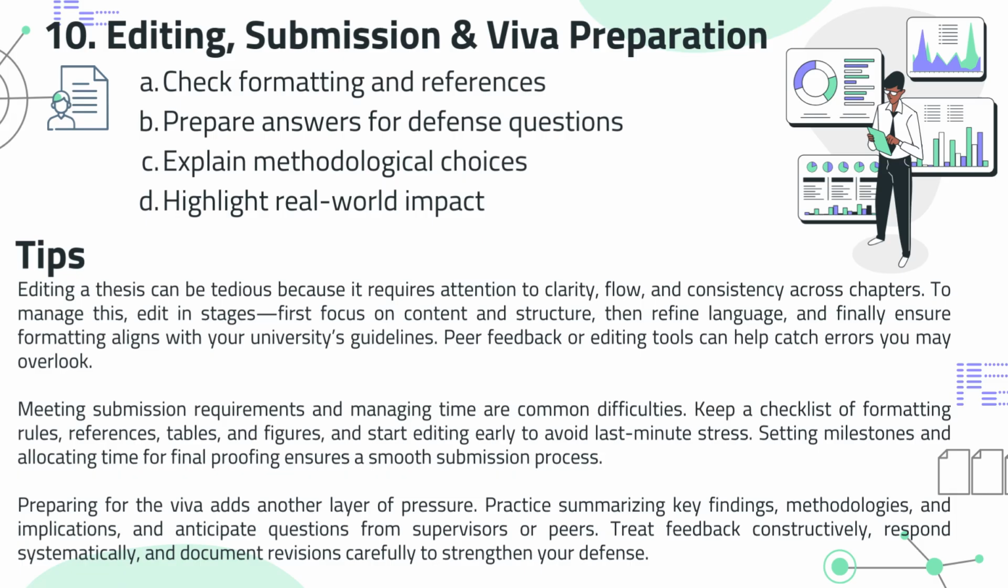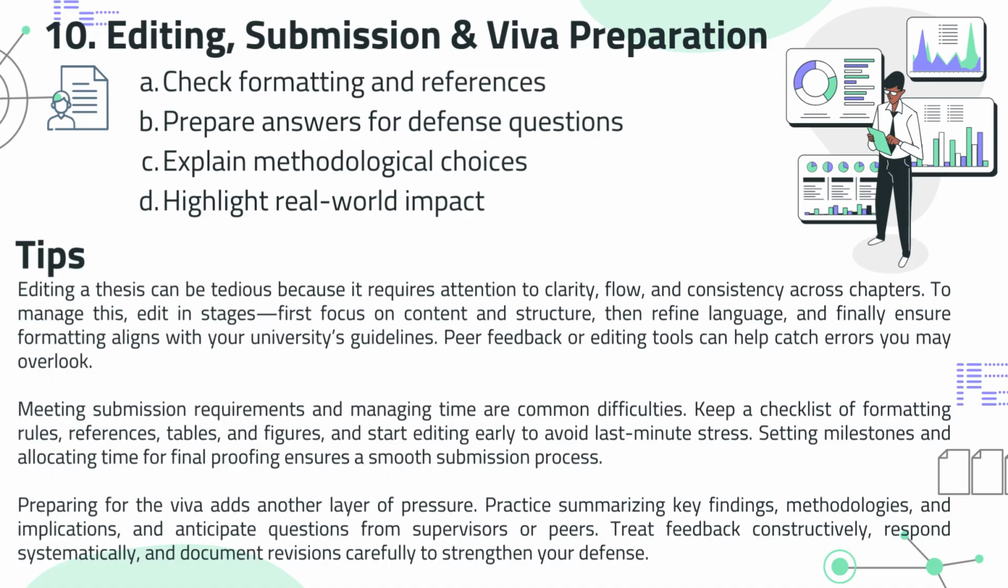Editing your thesis. Editing can be challenging because it requires attention to clarity, logical flow, and consistency across all chapters. A practical approach is to edit in stages: content and structure. Ensure your arguments are clear, each chapter flows logically, and your objectives and conclusions are well connected. Language refinement. Focus on grammar, readability, and precise scientific language. Formatting and guidelines. Align your document with your university's requirements for margins, headings, citations, tables, and figures. Using peer feedback or editing tools can help catch mistakes you might overlook and improve overall readability.